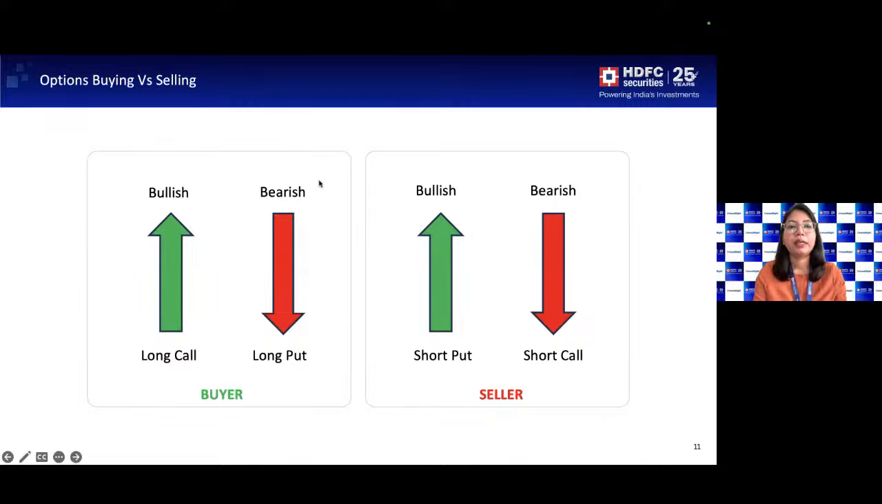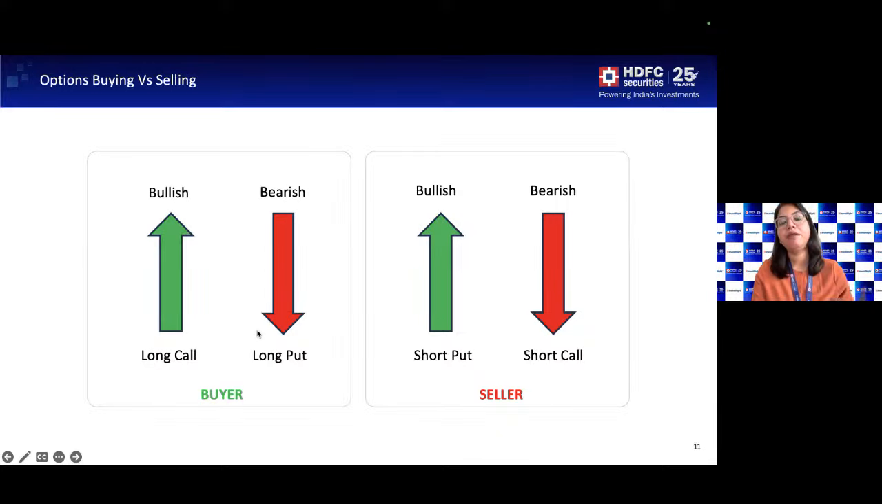Now, what are the actionables for both the people who are the buyers and the sellers? Let's say that I'm a buyer, and I have a positive or bullish view on a certain entity, or let's say the market. What is the actionable for me? I can long a call or buy a call, because I'm a buyer, this is the primary action that I would want to take.